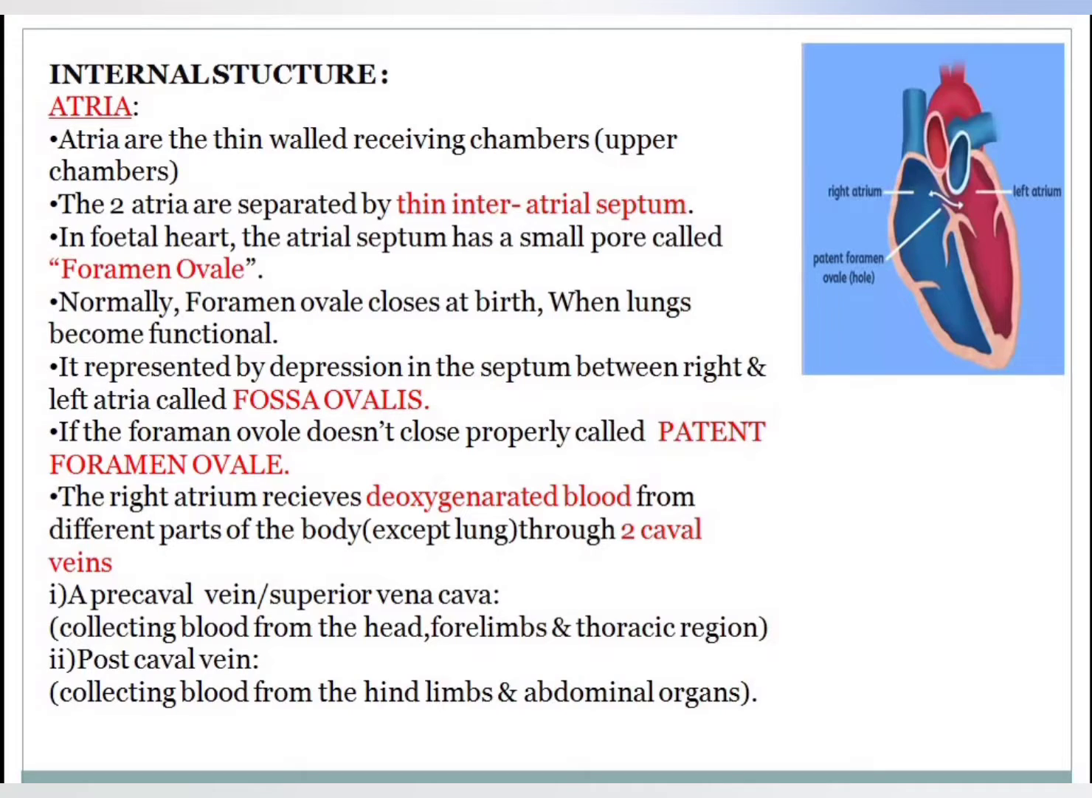These two atria are separated by a thin interatrial septum. In between them there is a hole called the foramen ovale. It is a small pore that is open in the fetal stage. When the lungs become functional, it is automatically closed. It is represented by a depression in the septum between the right and left atrium called the fossa ovalis.